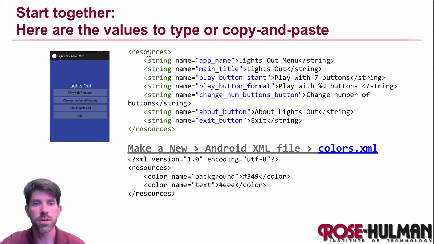All right, so we'll start together with the strings. We have a bunch of strings, pretty straightforward. Again, for the main title here, and then the 4 buttons. This first button right here is going to have both a starting version for 7 and then a formatting one that we'll use in our code, because sometimes we'll have different numbers of buttons. I have no problem with you guys copying and pasting these as long as you see what we have. So I'm going to go ahead and make my app here.